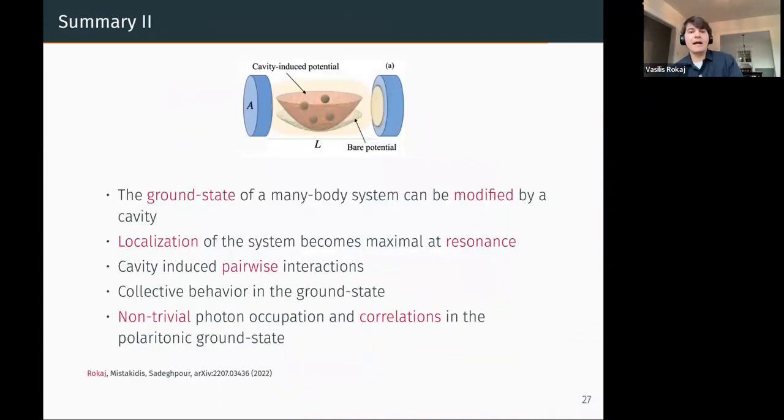And with this, let me summarize also the second part of my talk. What I showed you for this harmonically trapped system is that the ground state of the system can be modified. We have this weak localization, this enhancement of localization by the cavity, which becomes maximal at the resonance, which is also a signal that shows up in these experiments. We saw that we have these pairwise interactions mediated by the cavity and this collective behavior in the ground state. So I put more particles and the effect on the total system gets enhanced in the ground state. And we also saw that we have these non-trivial photon correlations and occupations in the ground state.